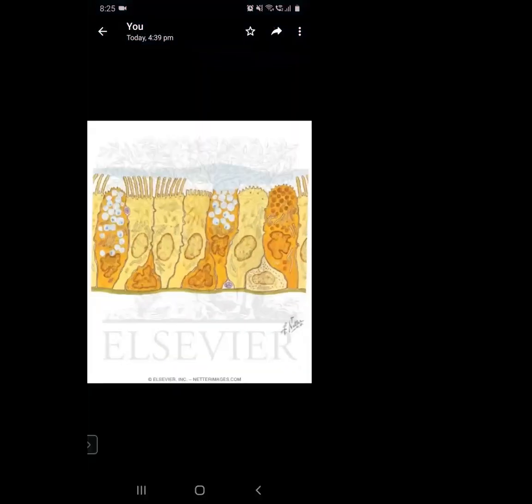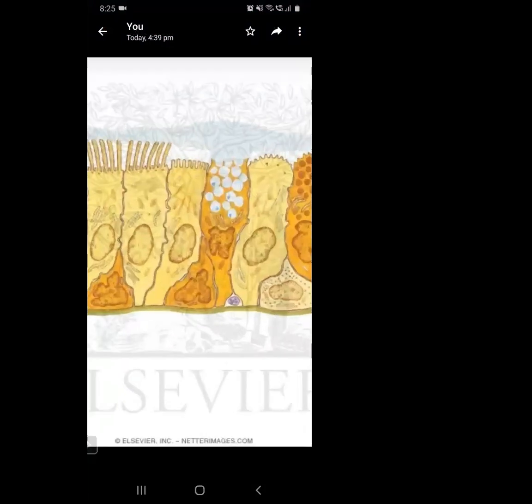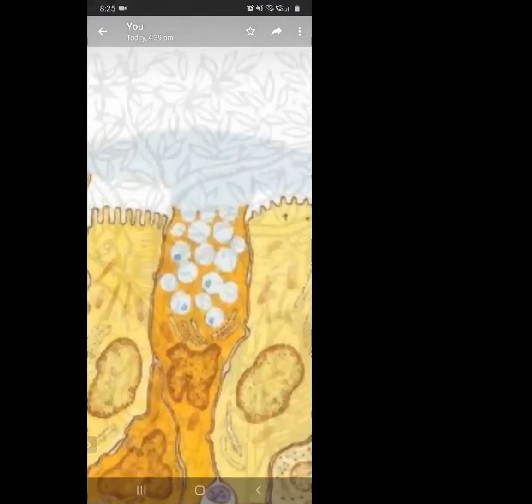This is another picture. This is a diagram. So you can see two types of cells. One is dark yellow, with these vesicles containing mucus. These circles are vesicles that have mucus, okay? Mucus is that sticky, slimy substance which is responsible for holding on to the dust particles.